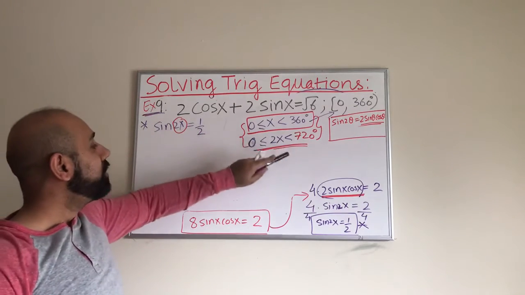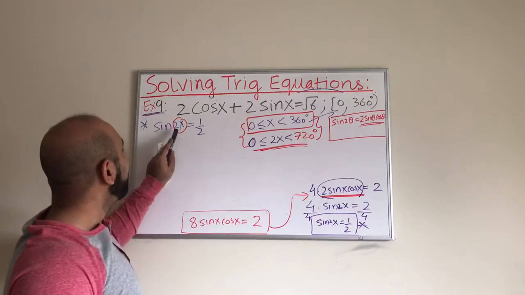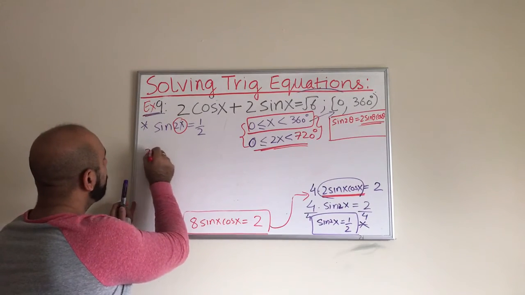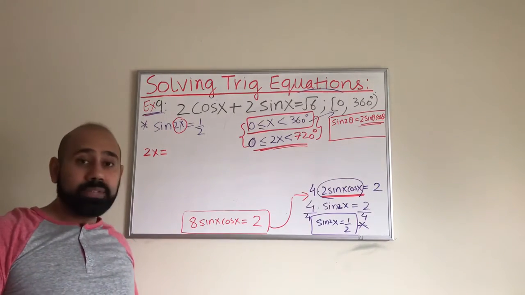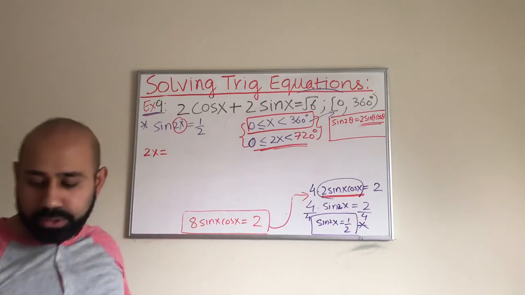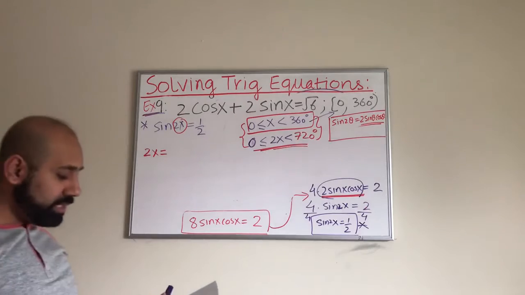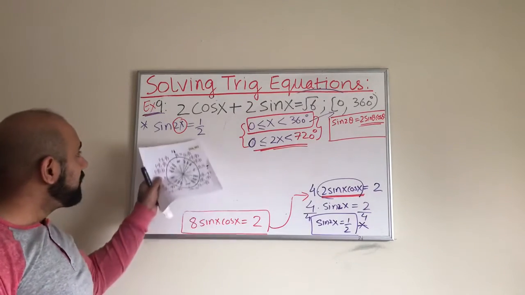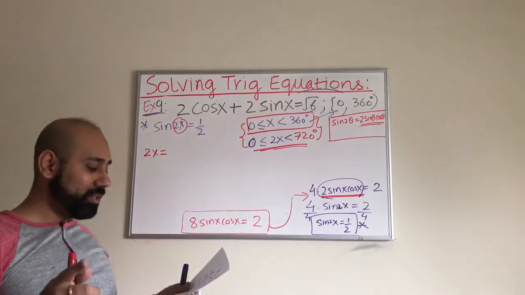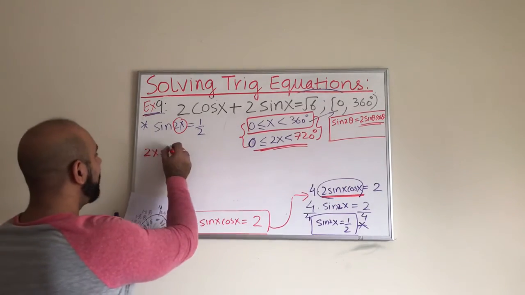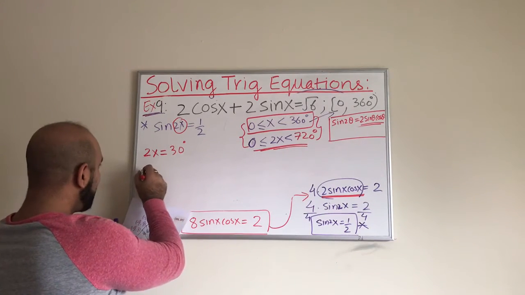Now, once we figure this out, we have the range for 2x. To find the value for 2x, we can see 1/2 on the unit circle. So I'm going to look at my unit circle and I'm going to look for the sine values which give me 1/2. So positive 1/2 here, I already know I only have to look in the first and the second quadrant. So in the first quadrant, I get 2x equal to 30 degrees. That is one of the solutions. Then in the second quadrant, what do I get?